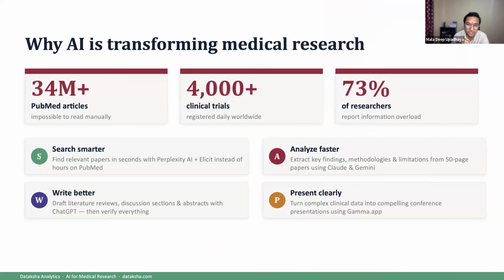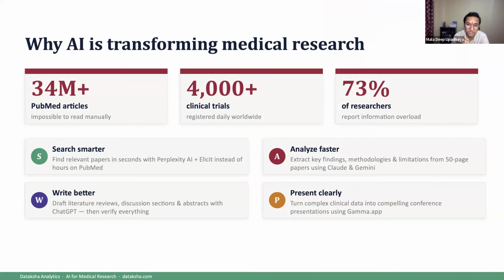With AI, what we are going to do is learn how to search smarter, how to write better, how to analyze faster, and how to present clearly. We will cover these four things, and for that we will try different AI tools. Before that, here are two approaches, A and B, right? These are both answers that come from ChatGPT. I just tweaked one statement and the results are totally different.